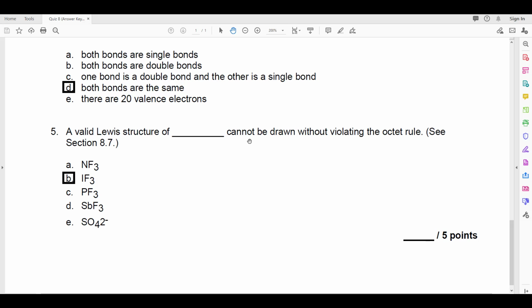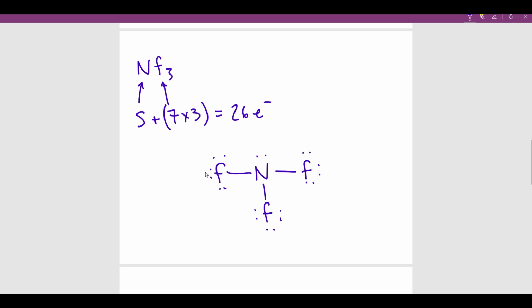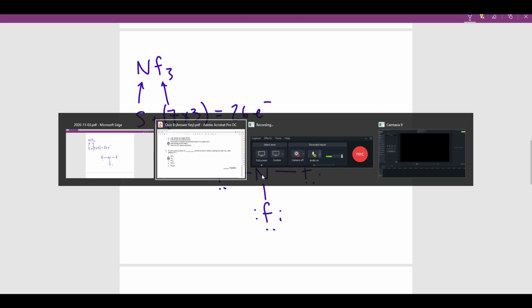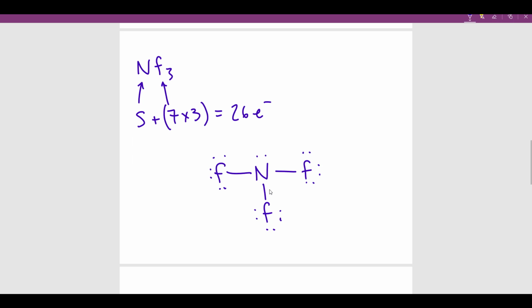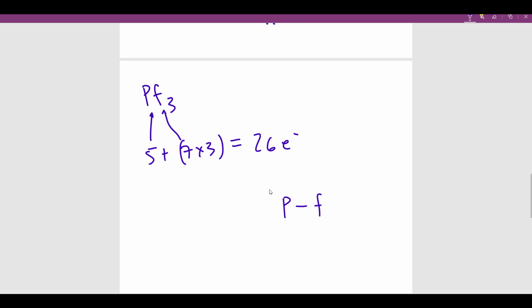This question says, which of these following molecules cannot be drawn without violating the octet? You can see clearly that is not option A. So let's skip down to option C, which is PF3. One thing you'll notice about PF3 is that phosphorus happens to be in the same column of the periodic table as nitrogen, so it has 5 valence electrons as well. So what I'm telling you is that the Lewis structure for this is going to be basically exactly the same as the one we just drew, except the phosphorus will be in the middle. So I'm going to be kind of fast here.